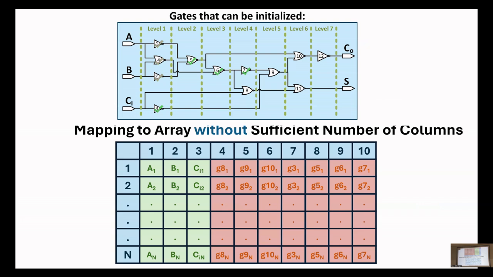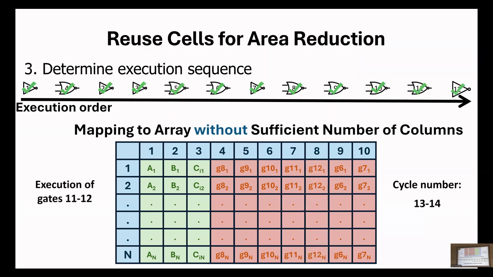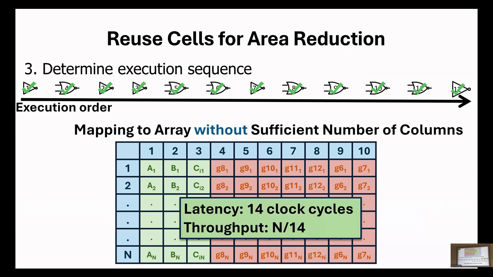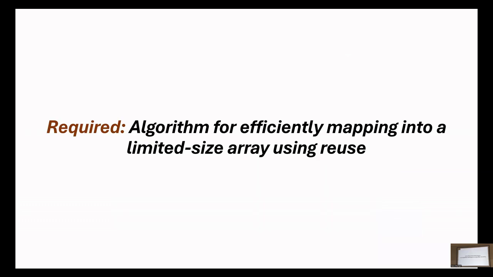Again, I don't have enough place. I will check again which I can initialize. I will initialize 2 more because this is what I need. And then I can finish in 14 cycles because I had 12 cycles for executing the gates and 2 more for initializations. And the throughput is n over 14 in this case.